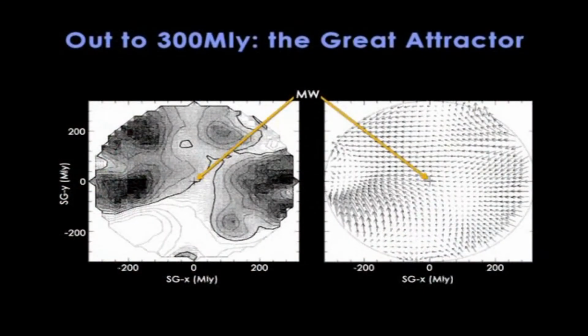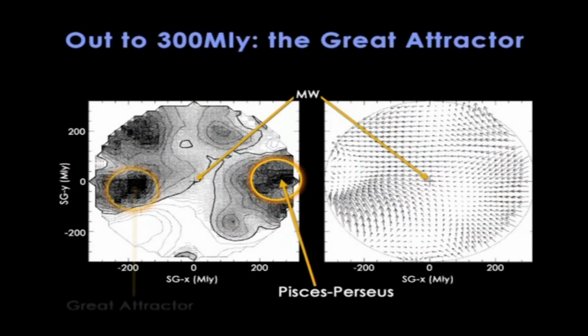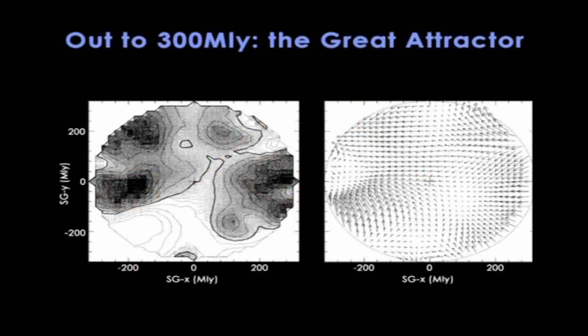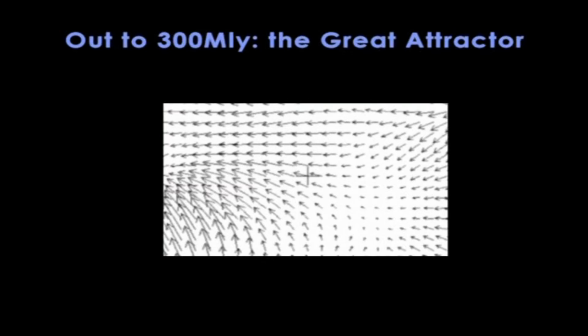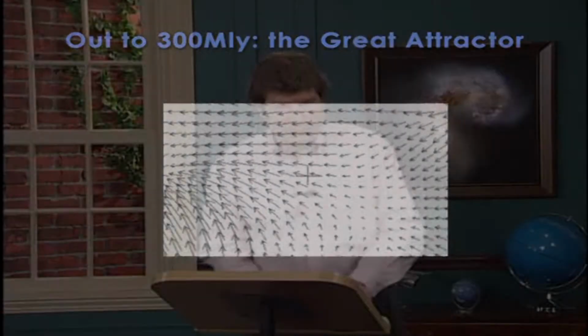Okay, back to the Milky Way. Notice it's caught in a tug of war between those two huge collections of galaxies, the Pisces-Perseus supercluster on the right and the slightly closer Great Attractor on the left. The Great Attractor is winning the battle, hence its name, and the local region, including the Milky Way, is falling towards it at roughly 500 kilometers per second.